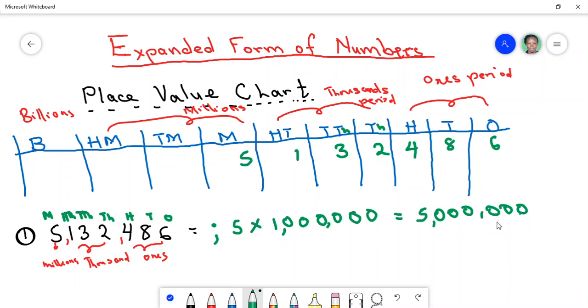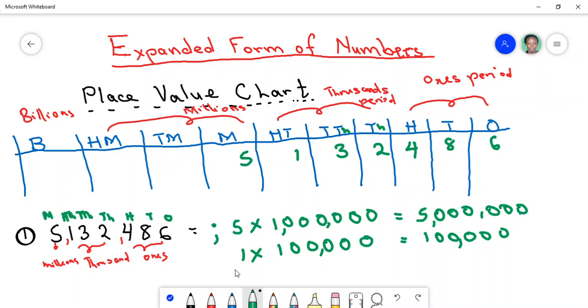5 million. Let's take 1. We have 1 times 100,000. It's in the 100,000 column. How many zeros after that? 1, 2, 3, 4, 5. So 100,000, and I have 1 of the 100,000.